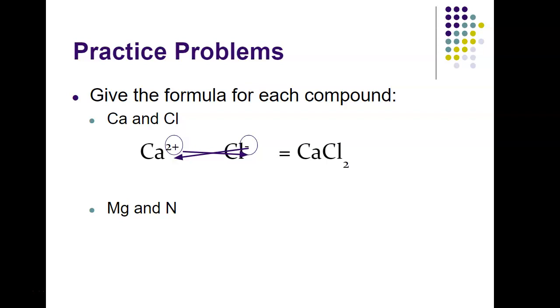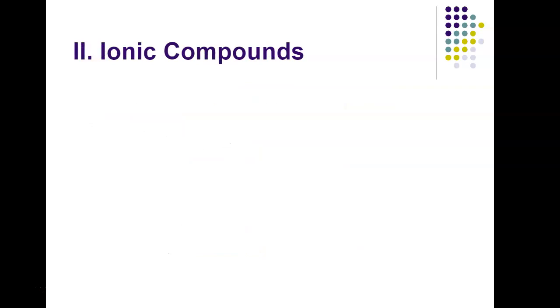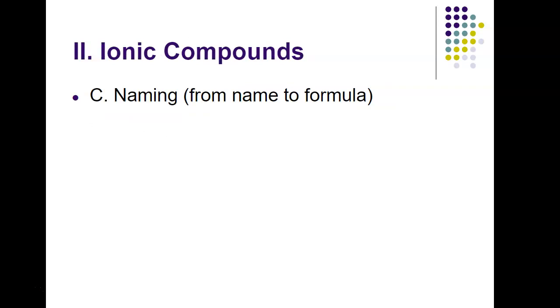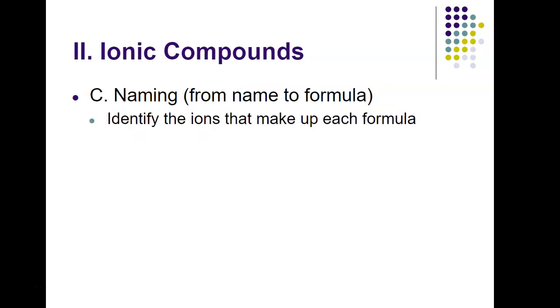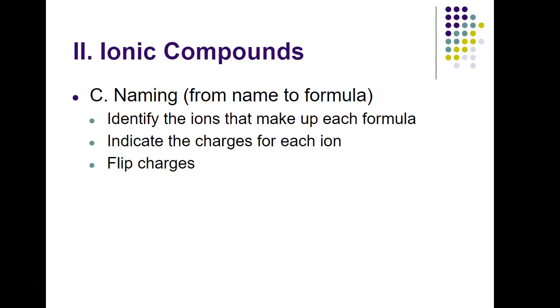For magnesium and nitrogen, Mg is a 2+ and nitrogen is a 3-. Circle, circle, flip. We end up with that 2 going to the nitrogen, the 3 going to the magnesium, and we have Mg3N2, or magnesium nitride. Okay. If I want to name these compounds now, I'm going to identify the ions that make up each formula, indicate the charges, flip them, and make a formula.